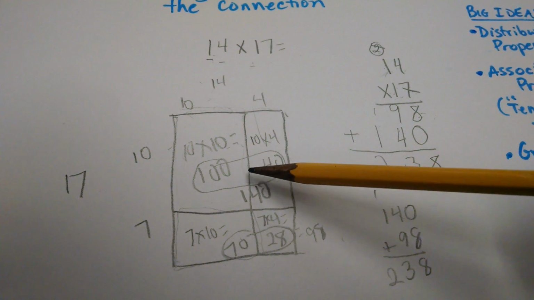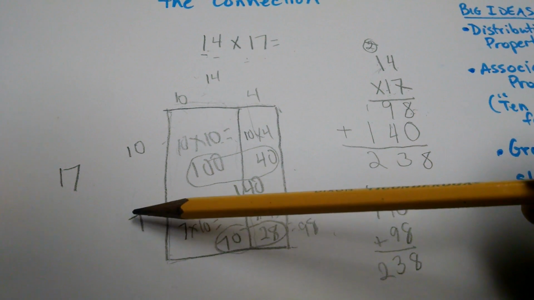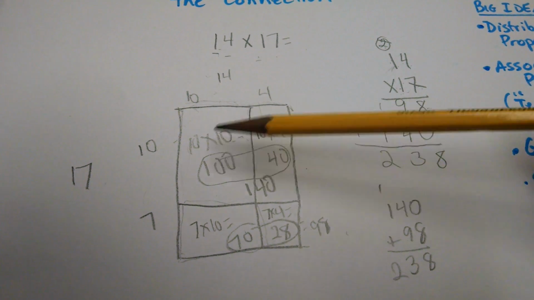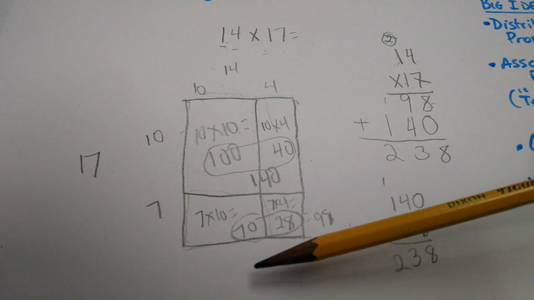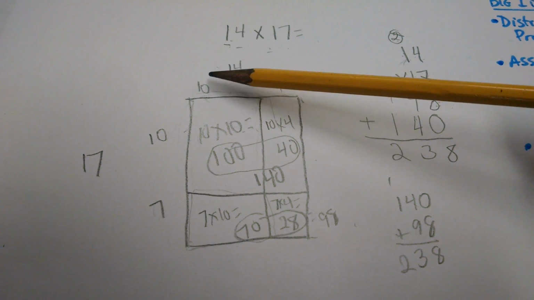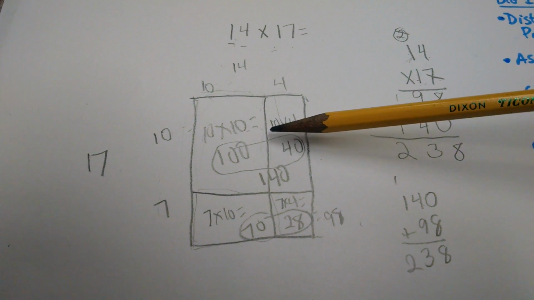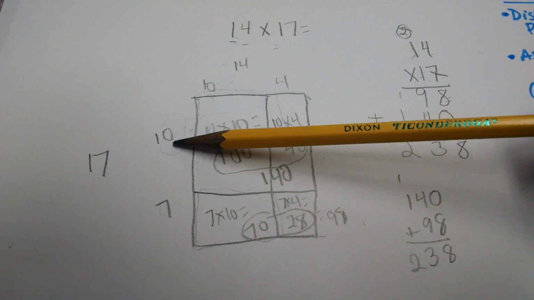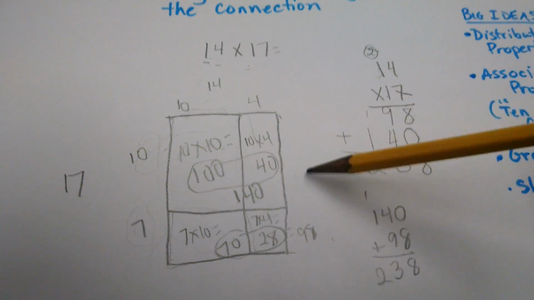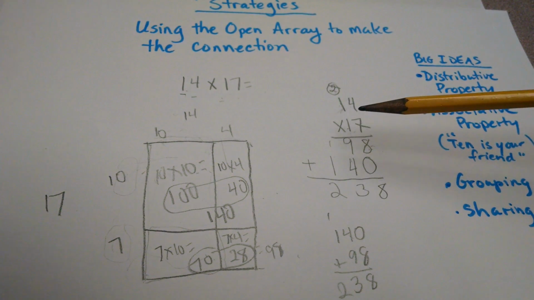This is also the distributive property, because what you're doing is splitting the array into two parts, and these factors are shared. So it's 10 times 10 and 10 times 4. And this is 7 times 10 and 7 times 4. So you can hear the two factors that are shared. Or you could think of it this way: 10 times 10, and then you have 4 times 10. So the 10 is being shared. And then 10 times 7 and 4 times 7. So the 7 is being shared. So this is just one example of how we use the open array to model multiplication.